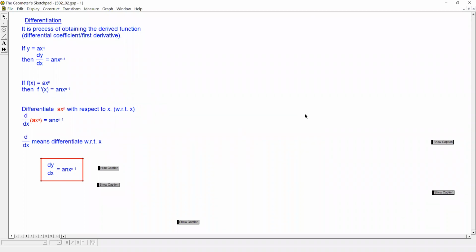So differentiation from first principle, what are you supposed to do? You are supposed to find dy/dx. How are you going to find dy/dx? You find it by finding the delta y over delta x. But that is a very tedious process. As the function becomes more and more complicated, if you want to use the first principle, you need to have a very advanced knowledge of mathematics.